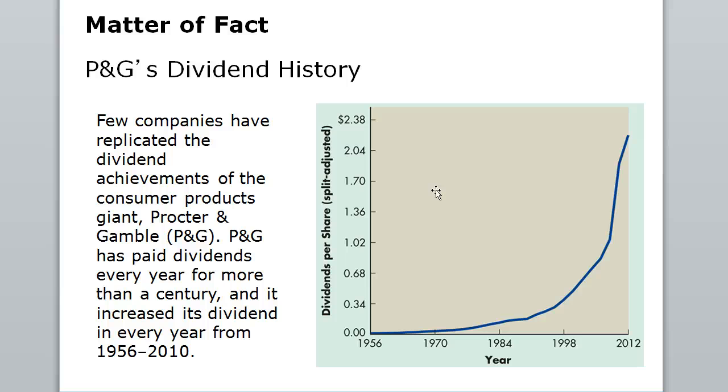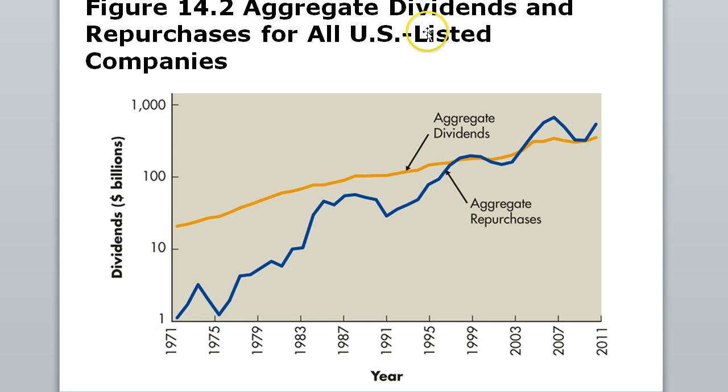Let's look at P&G's dividend history. From 1950 to 2002, we see a really nice increase of their dividend. In fact, they've paid dividends every year for over 50 years. And this is a very reliable consumer staple company, and one of the big attractions of it is it has a very stable and growing dividend.